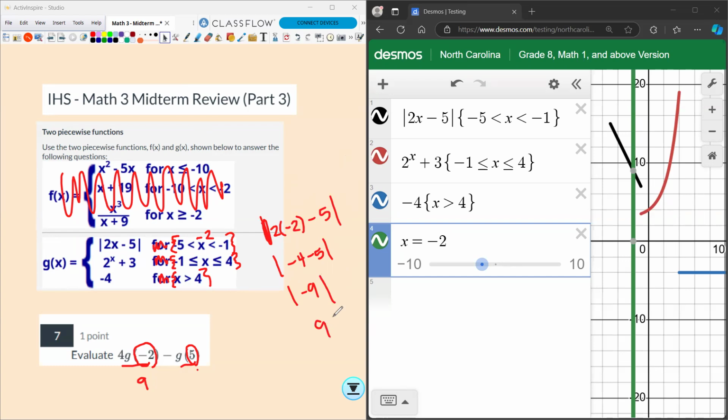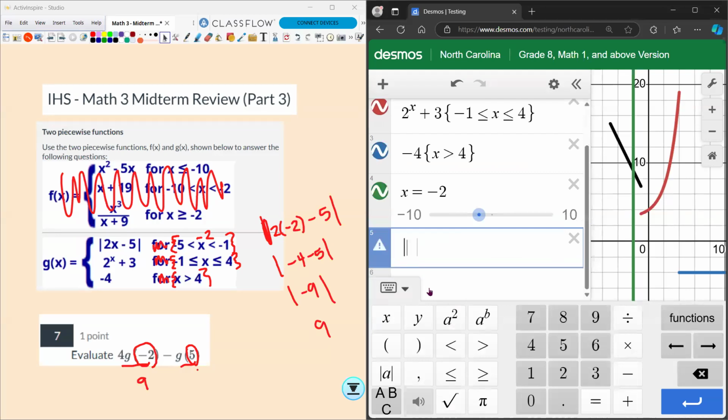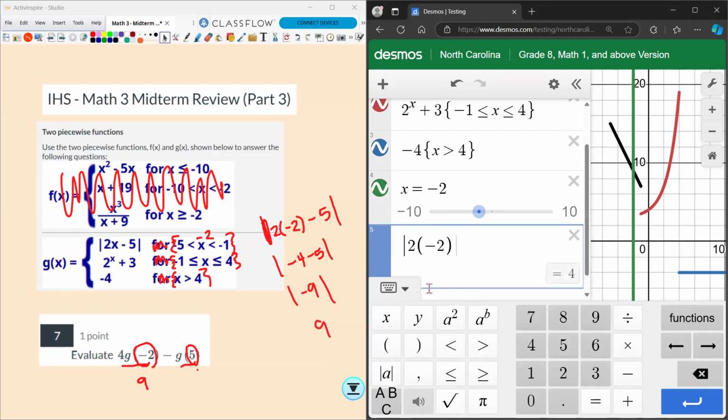You can also use your calculator and just evaluate absolute value, and then do 2 parentheses -2 minus 5. And that gets you 9. Anyway, let's go to g of 5. I want to plug in 5 in the appropriate piece. Since 5 is greater than 4, my output's going to be here. I don't have any x's, so that's really just going to be -4.